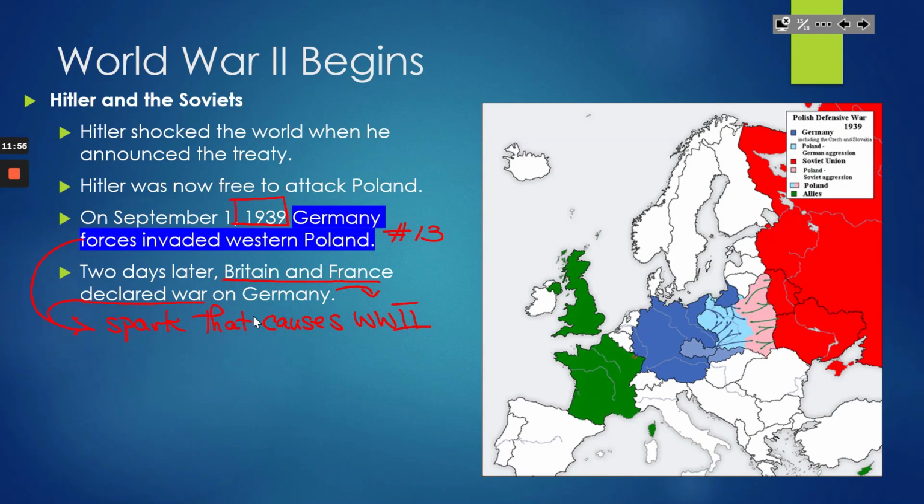Here's number 13. What event made Great Britain and France declare war on Germany? That's when Germany invaded Poland. They invaded Western Poland, of course, because Britain is an ally of Poland and France is an ally of Poland. They declared war on Germany, and that is exactly the spark that causes World War II. This is the immediate cause of World War II. And that happened in 1939.